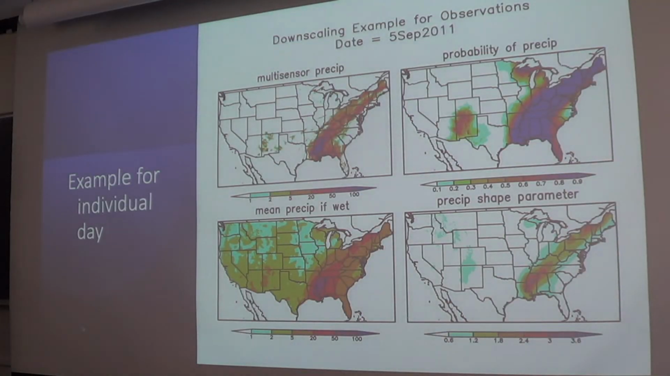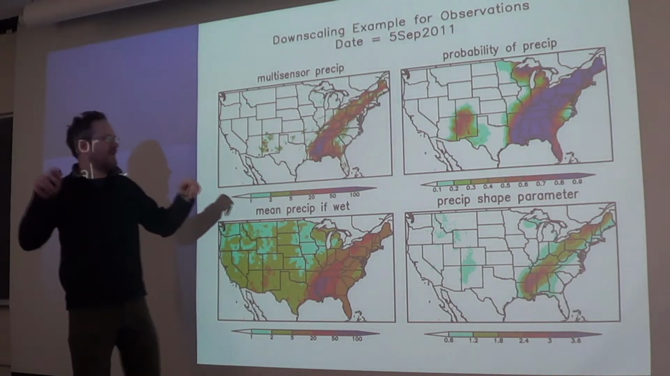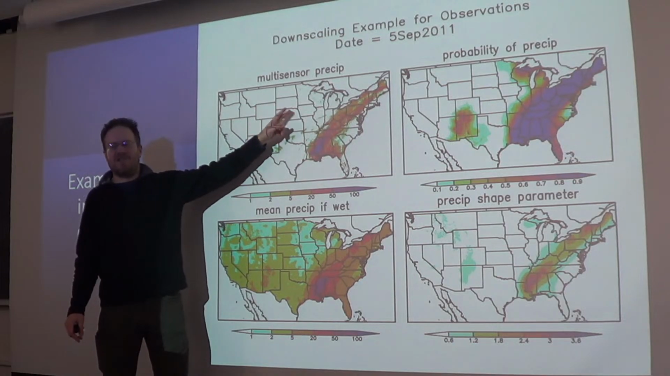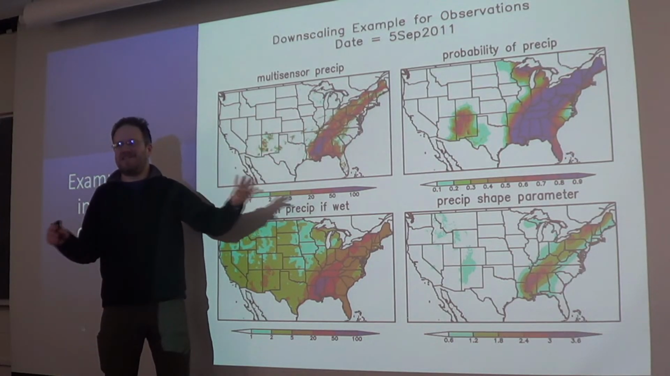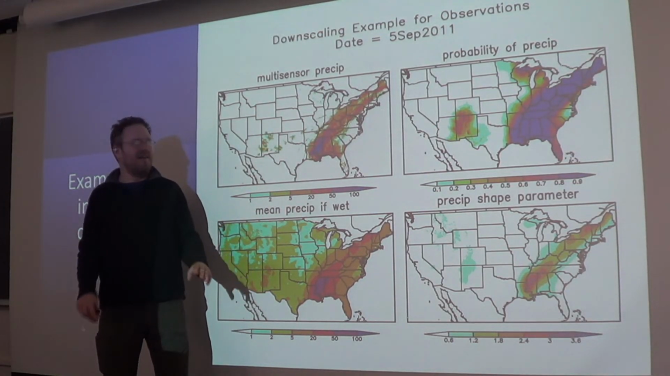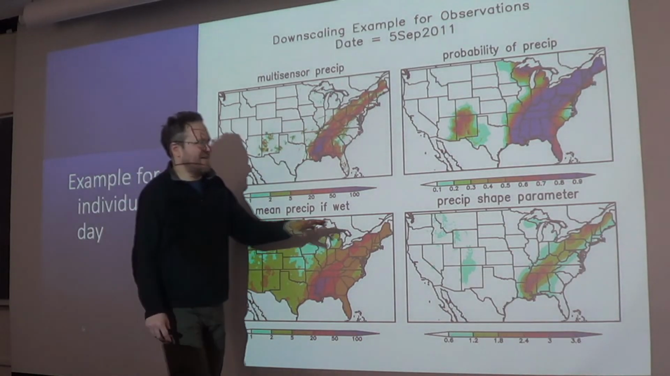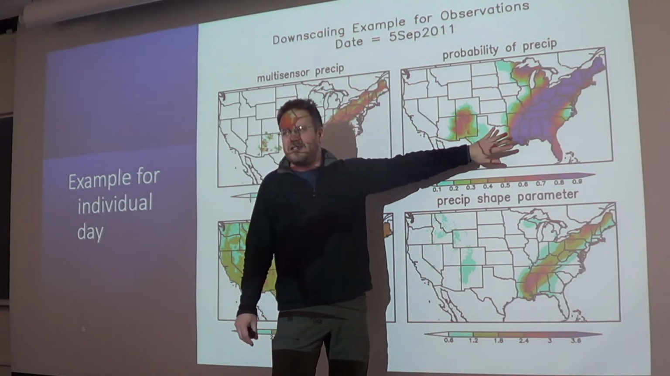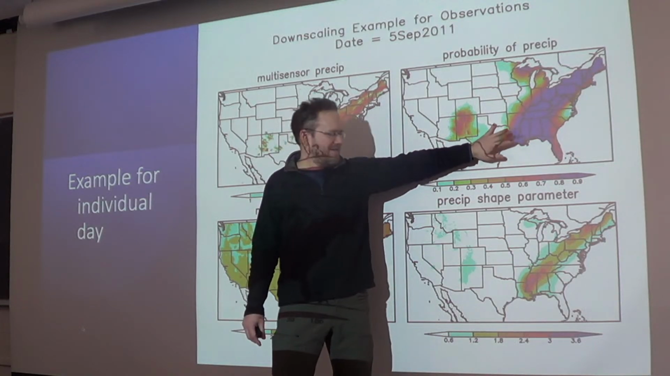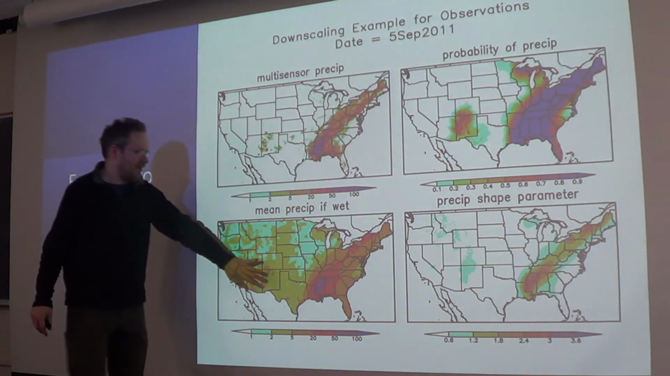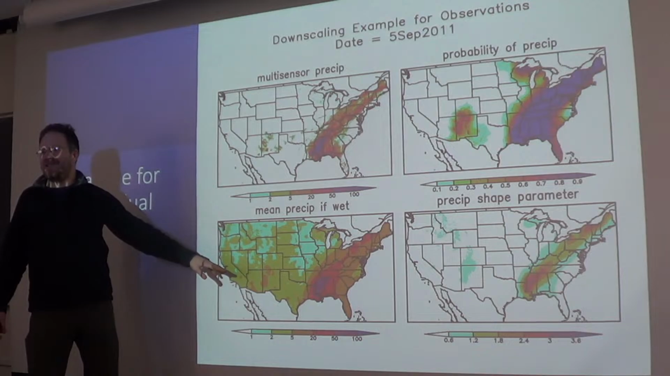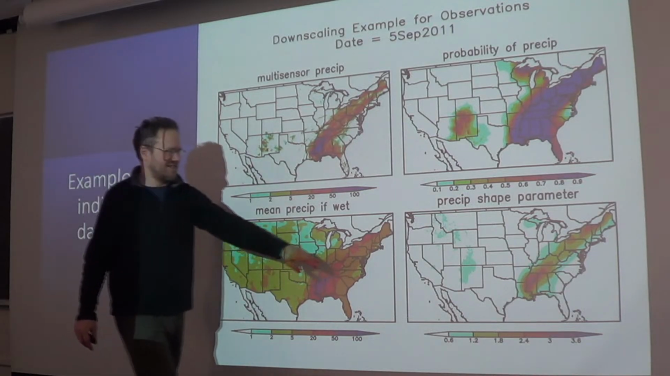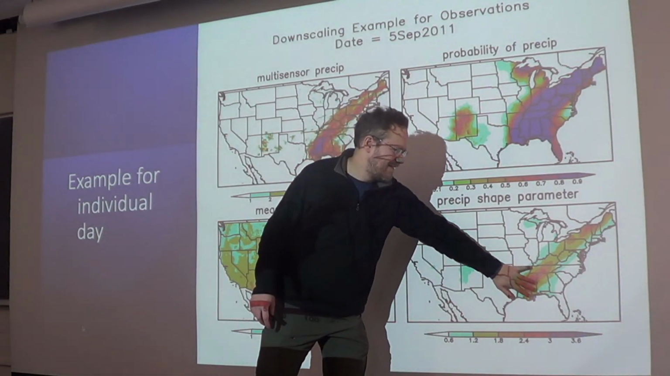And then here's an example for an individual day. For gridded, observed, in quotes, I'm using this multi-sensor precipitation, which combines stations with radar. And then this is the output of the downscaling. Here's a map of the probability of precipitation for this day. And here's a map for, if it's a wet day, the mean precipitation of that generalized exponential distribution. And then this is the shape parameter.